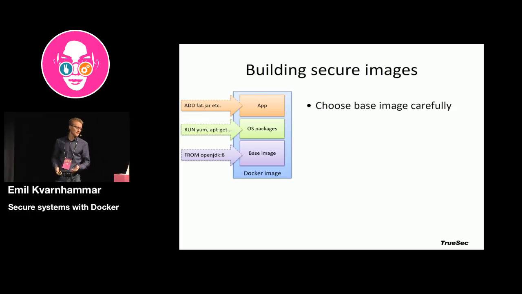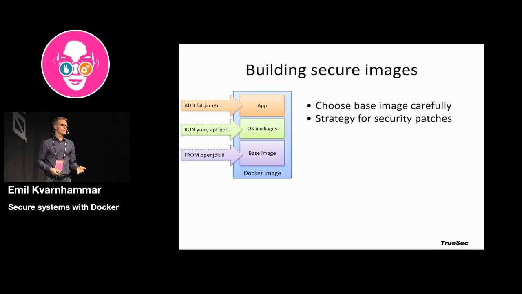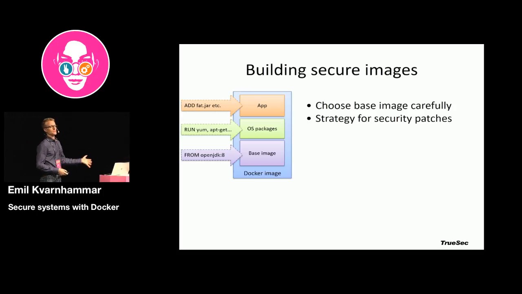And gain control over the host operating system or gain control over another container running on the same host. So how do we build secure images? Well, first of all, we need to choose our base image carefully. We need to have a strategy for security patching, because we can't build our container, deploy it, and have it running there for a year, because there's going to be a whole set of security patches during that time period that we'll miss. And that's something that operations can't easily just squeeze into our container. That ruins the whole purpose of having a container, right? So we need to have a strategy for that.